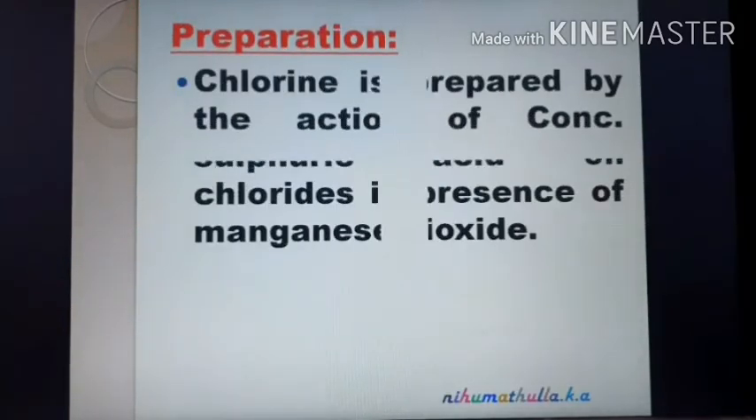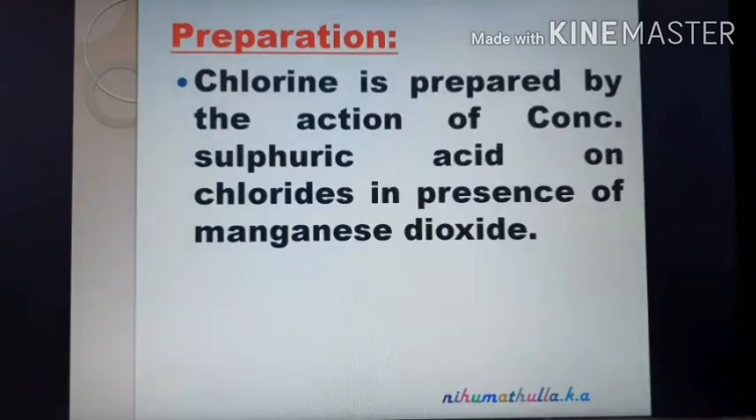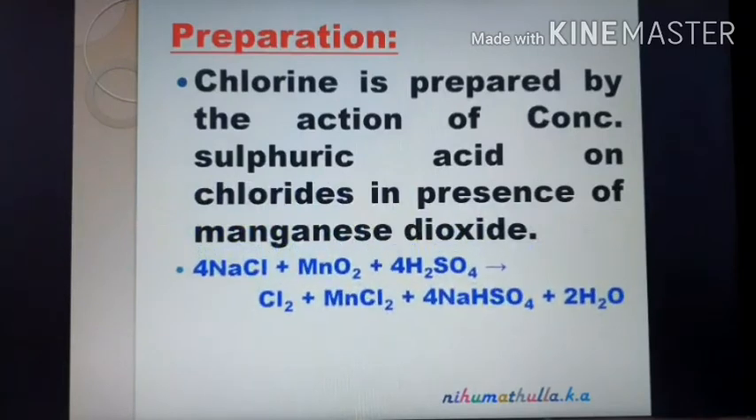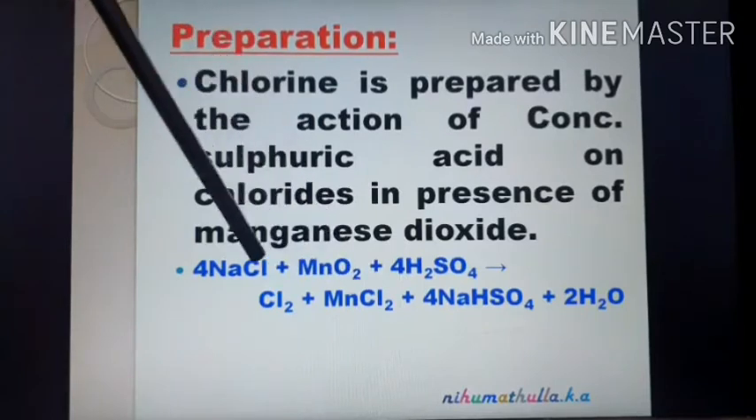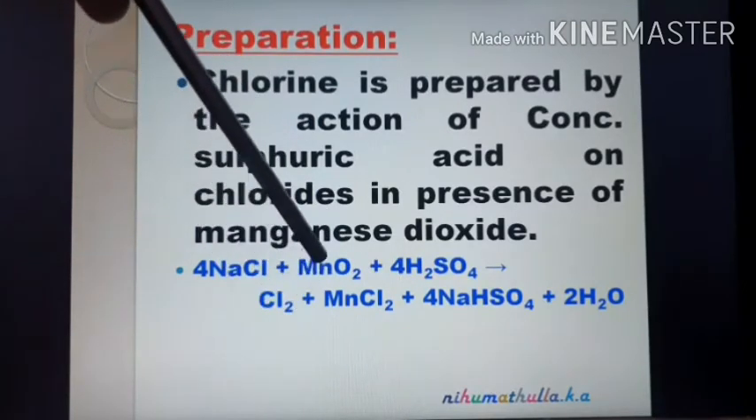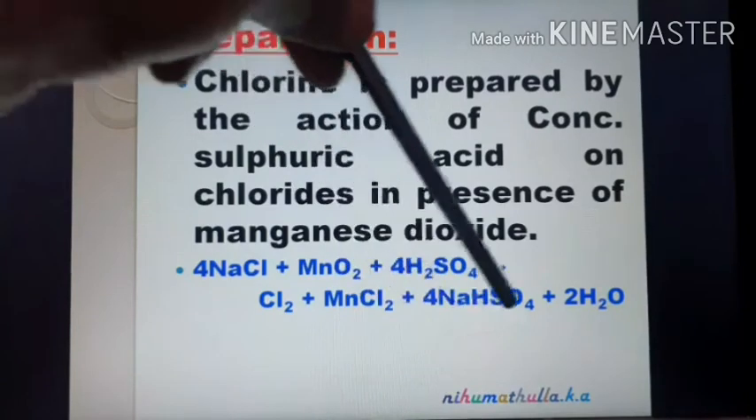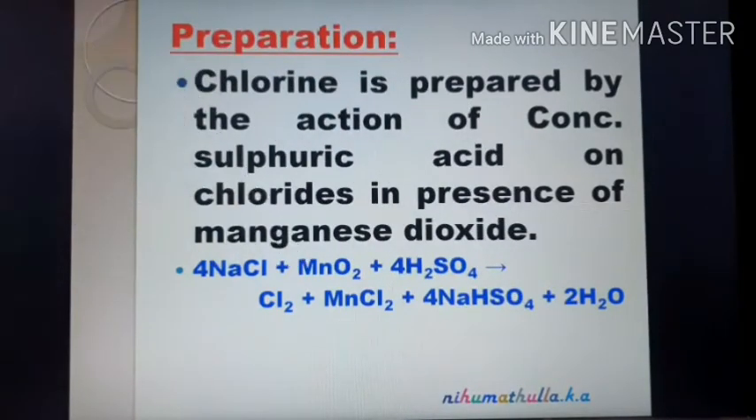Preparation of chlorine. Chlorine is prepared by the action of concentrated sulphuric acid on chlorides, such as NaCl, in the presence of manganese dioxide, MnO2. NaCl is oxidized by MnO2. Cl minus is converted into Cl2, and MnO2 undergoes reduction and gives the other products also. How does this reaction take place and what happens in this reaction?